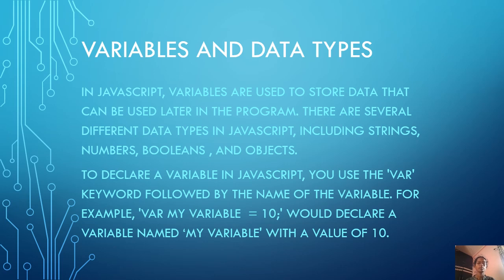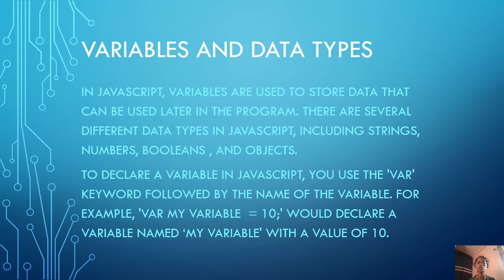For example, to declare a variable in JavaScript, we use the var keyword, followed by the name of the variable. The variable will store a value or data. For example, my variable is the variable name, and the keyword is var.